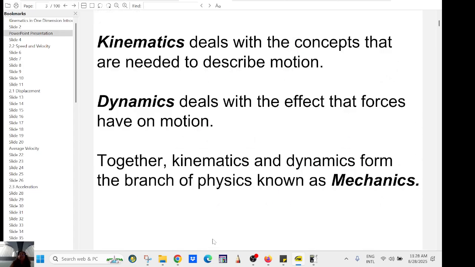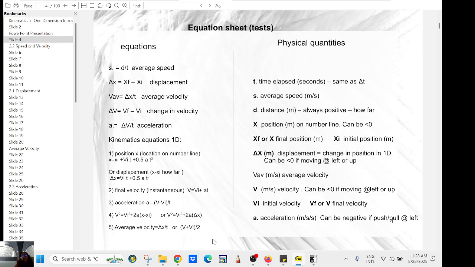Okay, so just an introduction to kinematics. So here I have something to help you out. These are the physical quantities that we're going to work with. So on the number line, x will be the position. It could be positive or negative. And then you're going to have the initial position and the final position. We're going to define the displacement. Displacement will be a delta. Delta means the change, means final minus initial. So your displacement will be your final position minus the initial position.